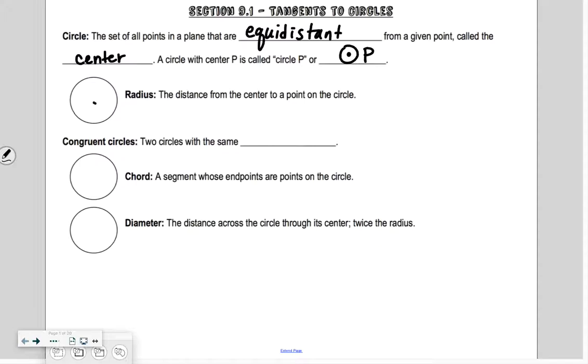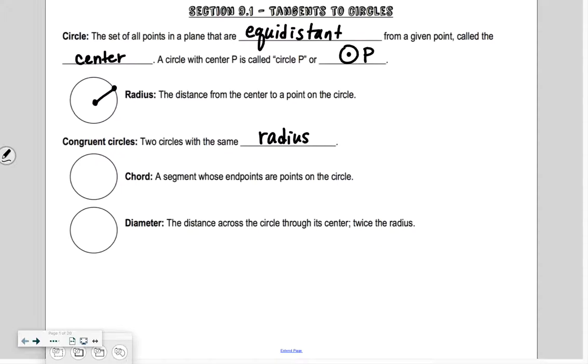So the radius, as you know, is the distance from the center to the outside of the circle. And there's an infinite number of radii, right? Radii is the plural form of radius. Congruent circles are two circles with the same radius, right? So if they have the same radius length.